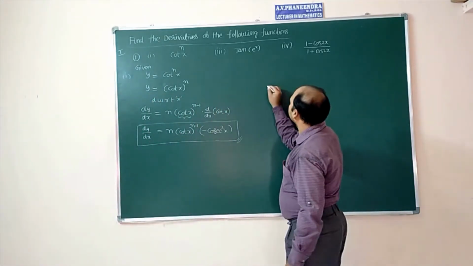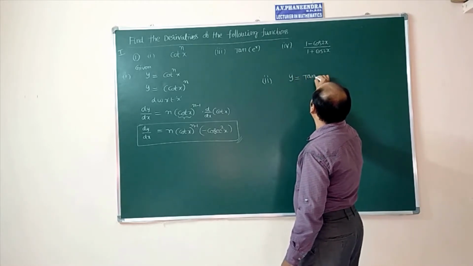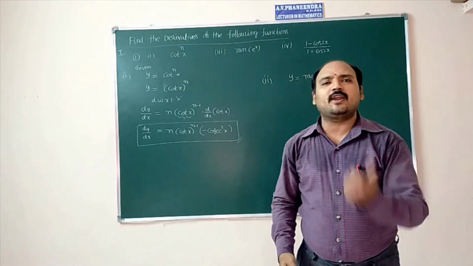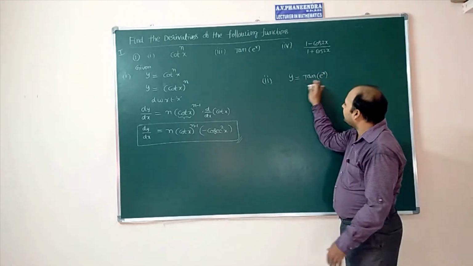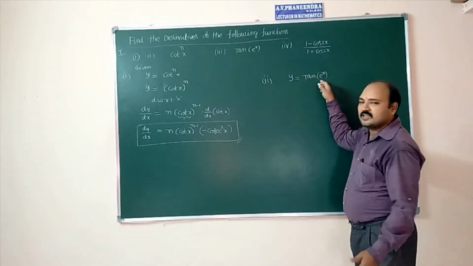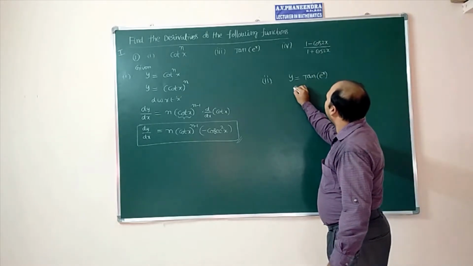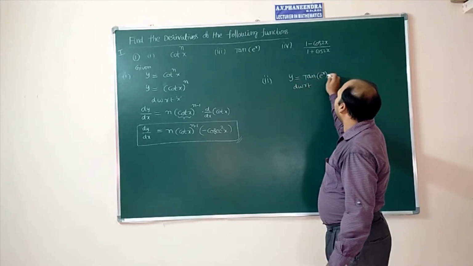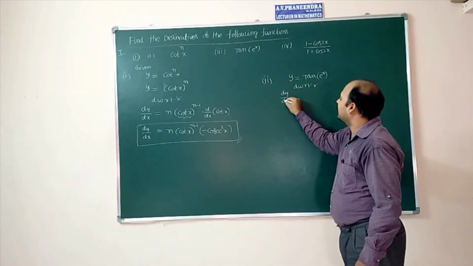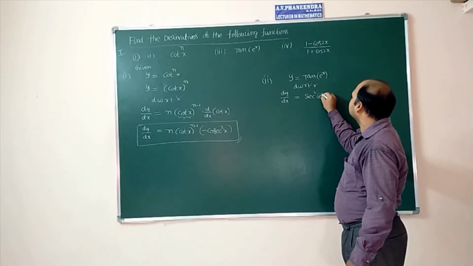Come to the second question. y is equal to tan of e power x. It is looking like tan x. What is d by dx of tan x? Secant square x. Similarly, d by dx of tan e power x is secant square e power x. Again, whatever function is involved inside tan, that function you have to differentiate again as a product. So, y equal to tan of e power x. Differentiate with respect to x, dy by dx is equal to secant square of e power x.